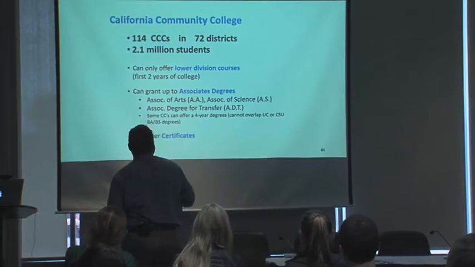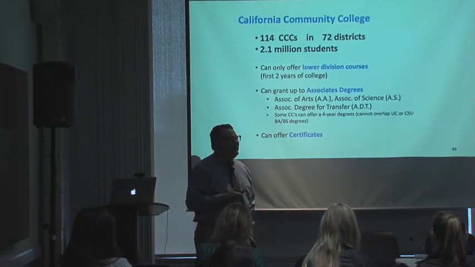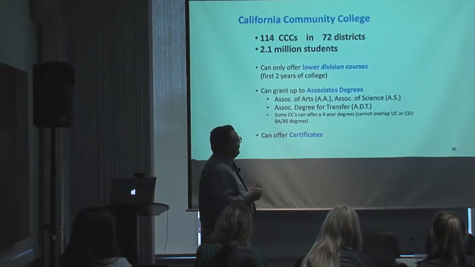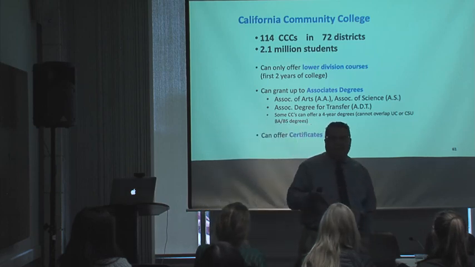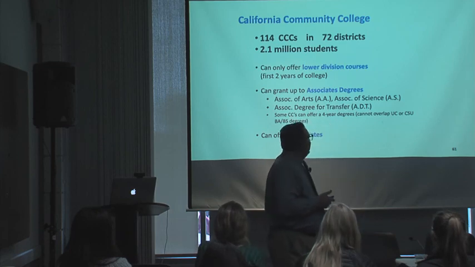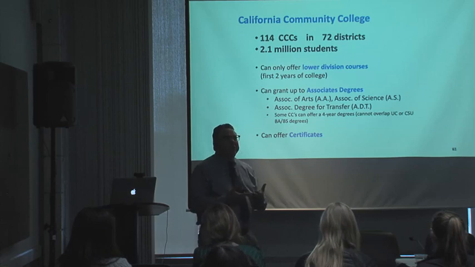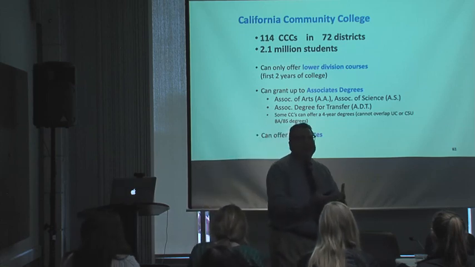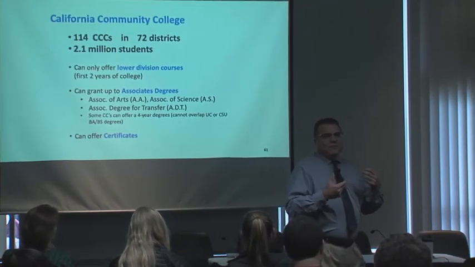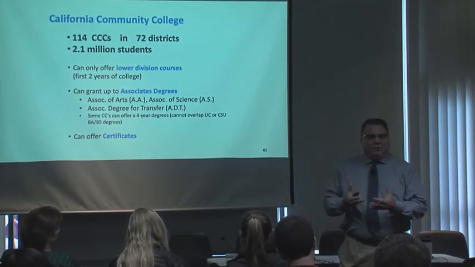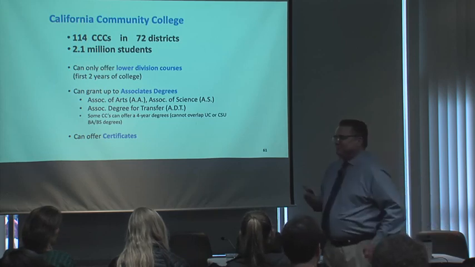Some CCs can offer 4-year degrees, but they can't overlap UCs and CSUs. This is sort of new. And so like Bakersfield offers advanced manufacturing. So there's not an advanced manufacturing degree anywhere in the UC or CSU system. And we can offer certificates. So those are basically like in really hands-on programs. So welding, machining, certificates in business, where you've learned a specific set of skills and you can use them on the job immediately.